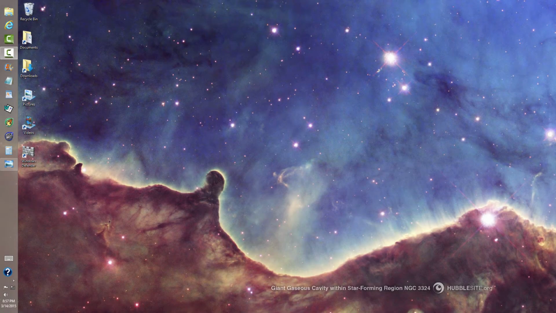Stan Gibilisco here, with a view of a giant gaseous cavity within star-forming region NGC 3324, courtesy of HubbleSite.org. It's my wallpaper of the moment, but that's not the topic of this video.